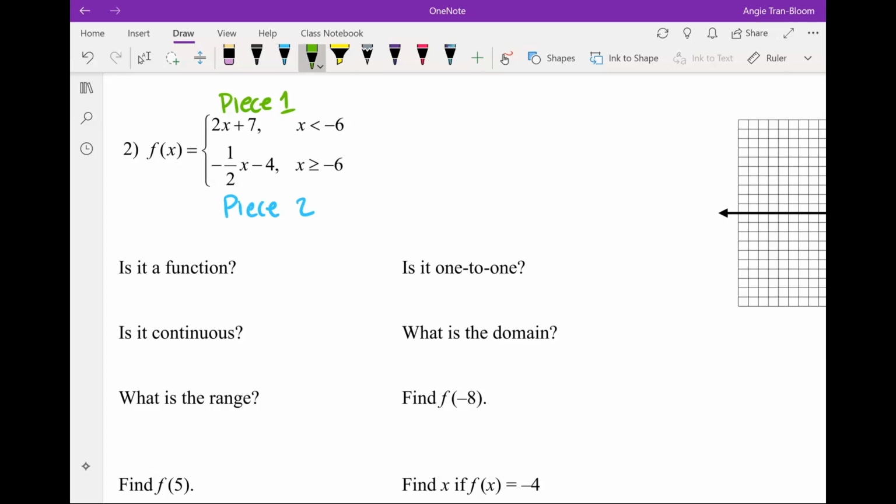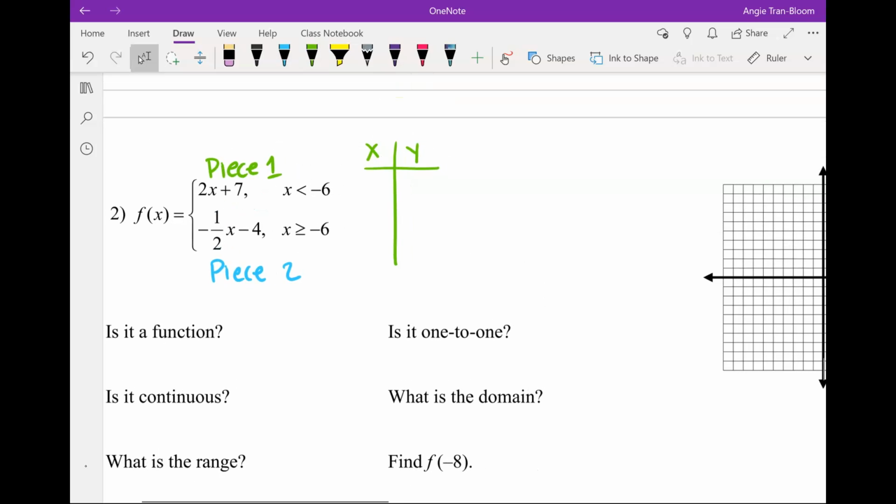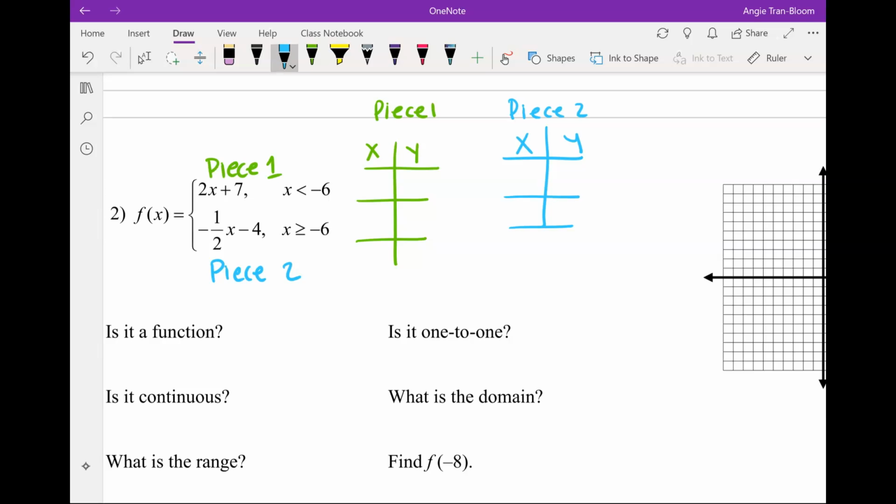All right, so we'll make a table for piece 1, x and y. And then I'll make a table for piece 2. Now for each piece we should use at least 3 points, because the more points we have, the better your line. All right, piece 1 in the green. What should we start with?